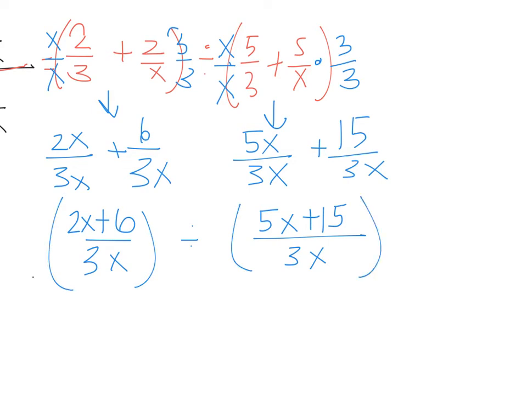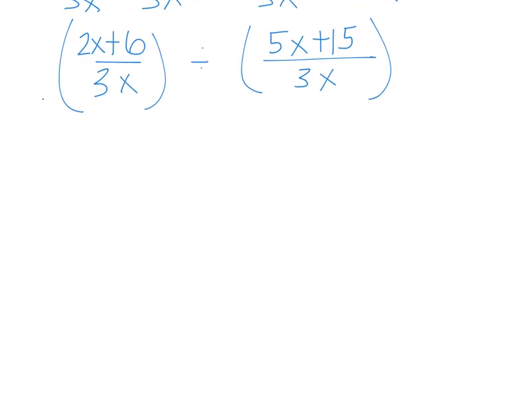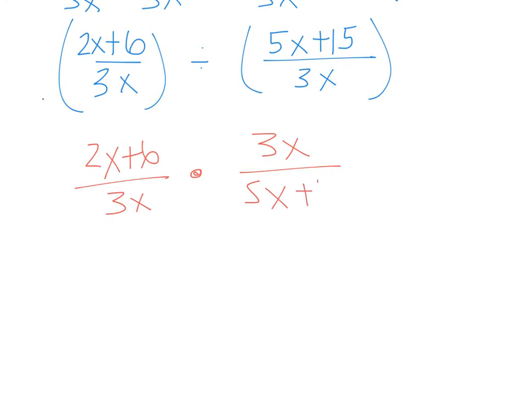Okay, so now we have one fraction on the left, one fraction on the right. Now we can do our keep, change, flip. So I keep the first fraction just as it is, 2x plus 6 over 3x. I change the sign in the middle to multiplication, and I flip the second fraction, 3x over 5x plus 15.